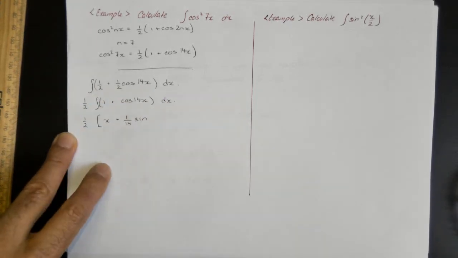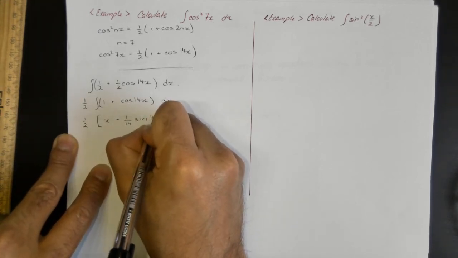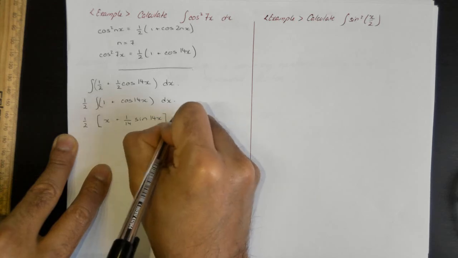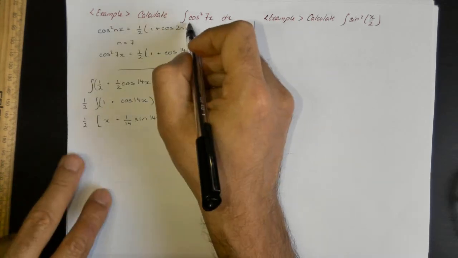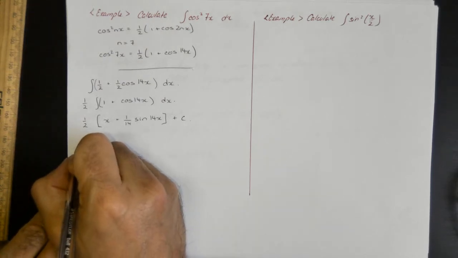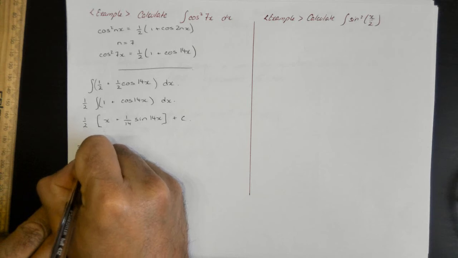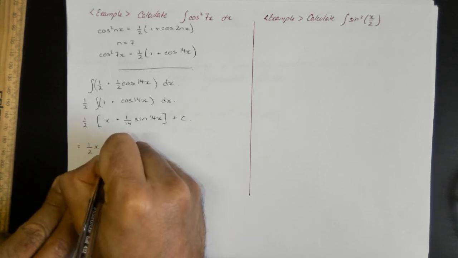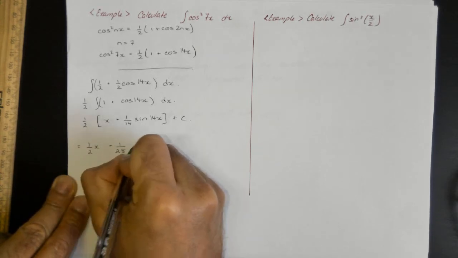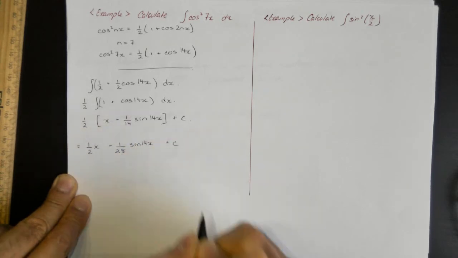The integral of cos 14x is 1/14 sine 14x. And we don't have any boundaries. So if I clean that up, I get a half of x plus 1/28 sine 14x plus c.